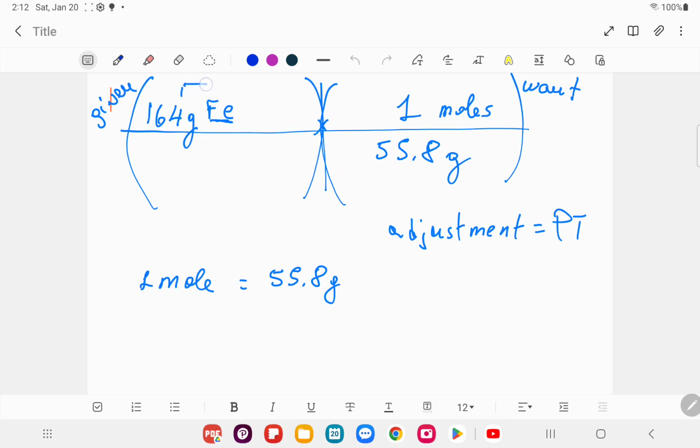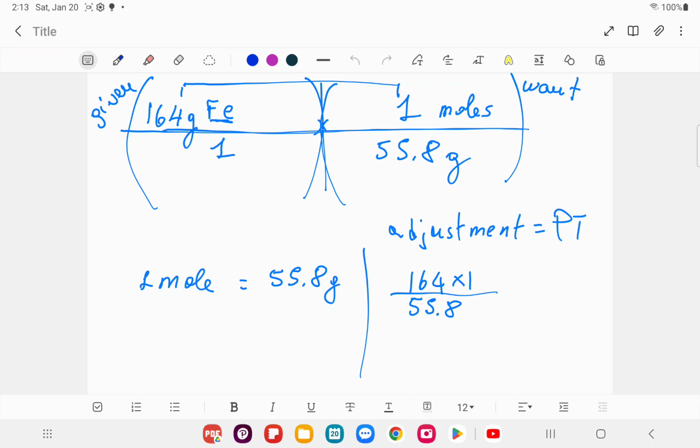So you have 164 times 1, right? So 164 times 1 divided by, so this is the same fraction line that we have here, 1 times 55.8, which is 55.8. So basically you have to divide 164 by 55.8, and that will give you the number of moles.